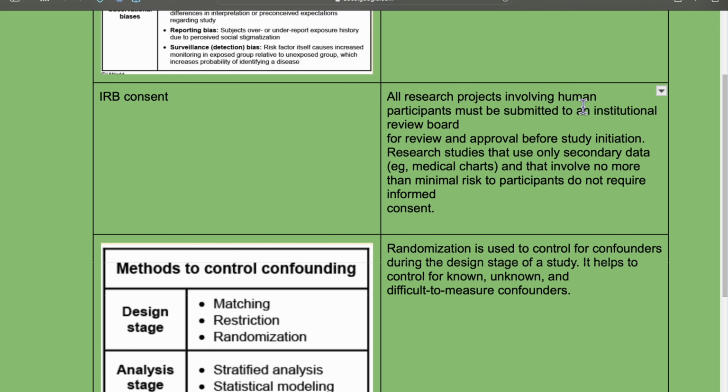All research projects involving human participants must be submitted to an institutional review board, IRB, for review and approval before study initiation. Research studies that use only secondary data, that is, medical charts, and that involve no more than minimal risk to participants do not require informed consent. Okay, so if you're using only secondary data that involves no more than minimal risk to the participants, it does not require informed consent. Okay.